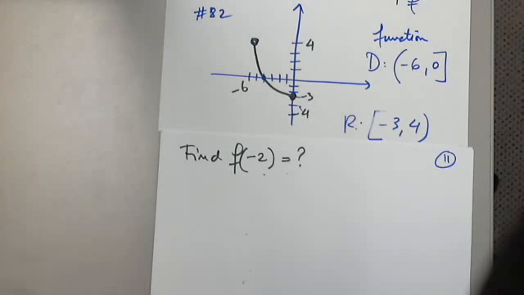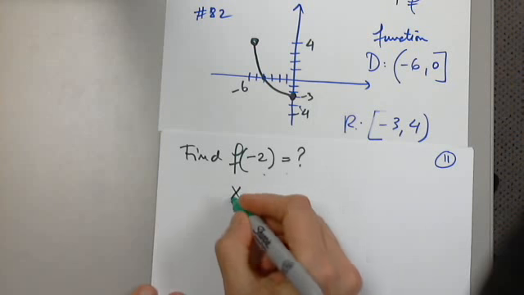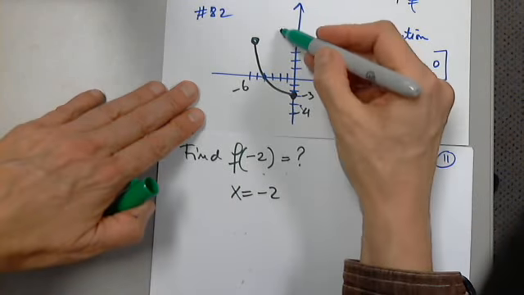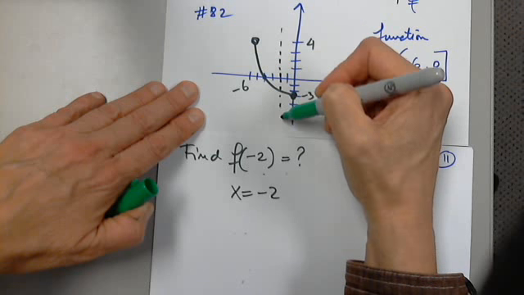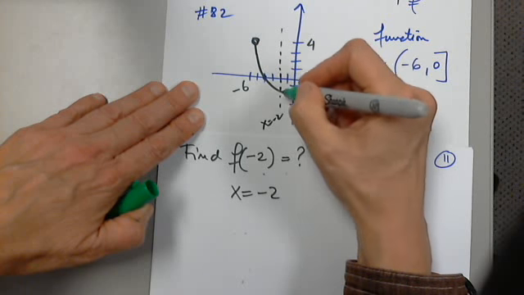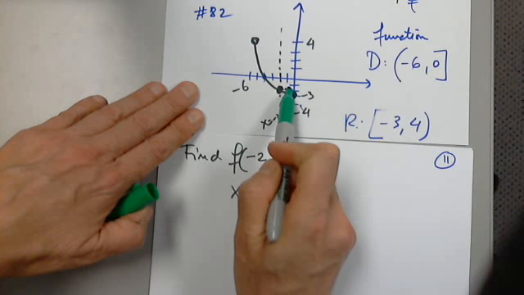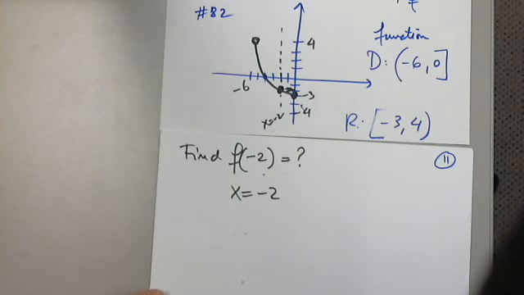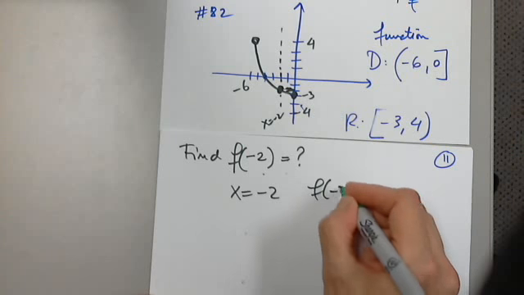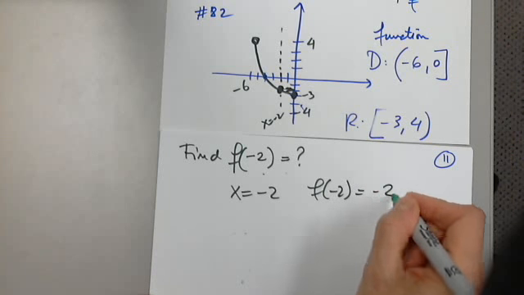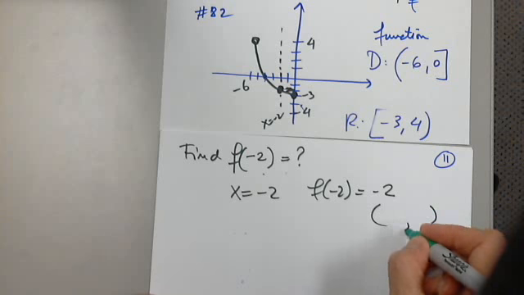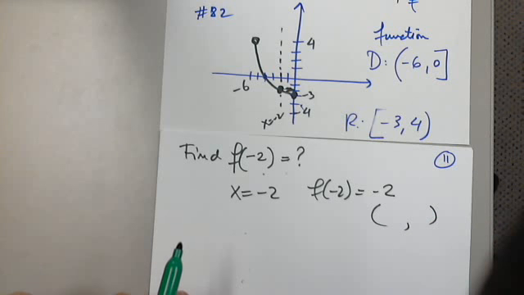Evaluate the function of x when x is equal to -2. Very good. X equals -2 is a vertical line at -2. It crosses the graph in this point, and I need to read the y value. So according to my graph, f of -2 is -2. Can you tell me which ordered pair you read from?